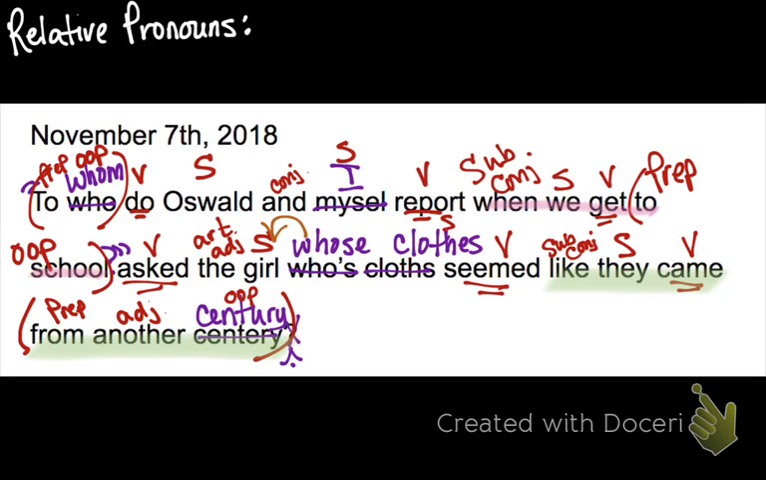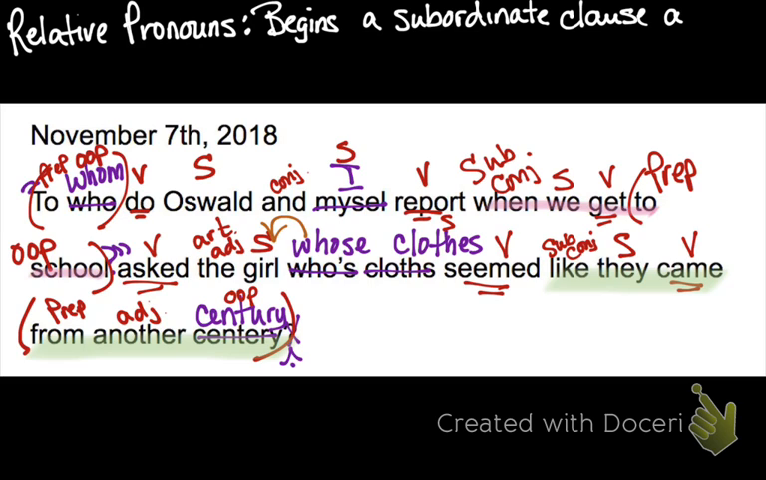A relative pronoun begins a subordinate clause and must have an antecedent.